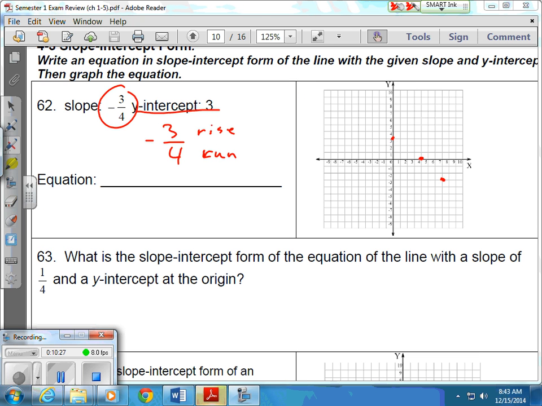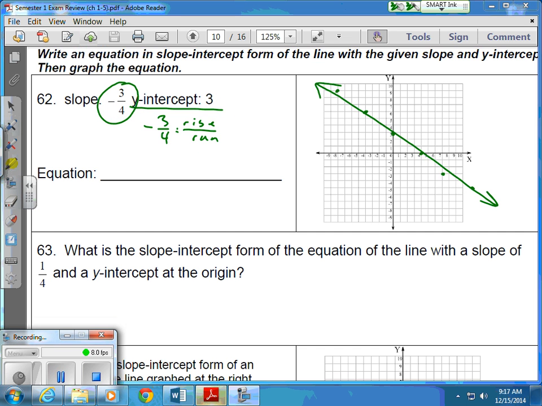Up 3 over 4. You started at your y-intercept, and you continue on. Done. When you get the equation, you'd write y equals m, which is negative 3/4 x plus b, which is 3.